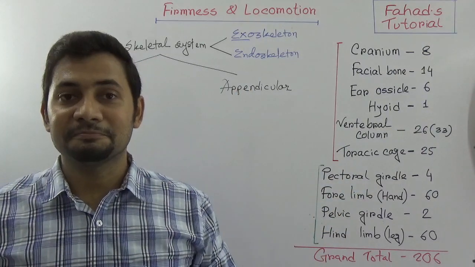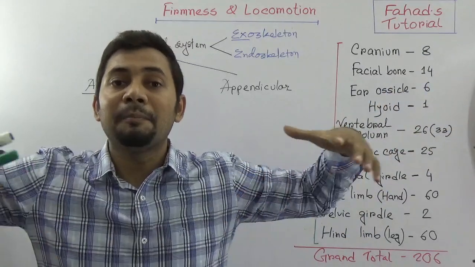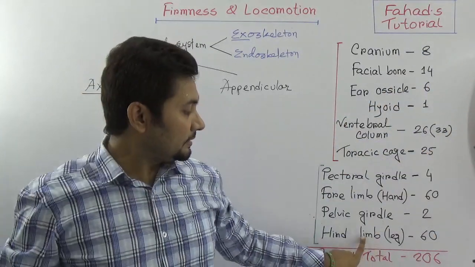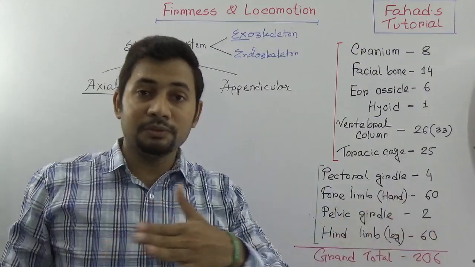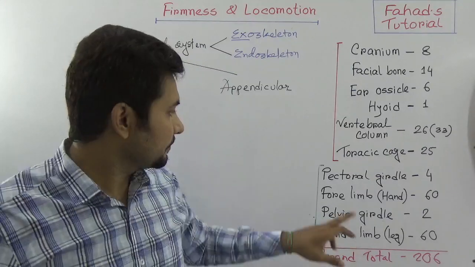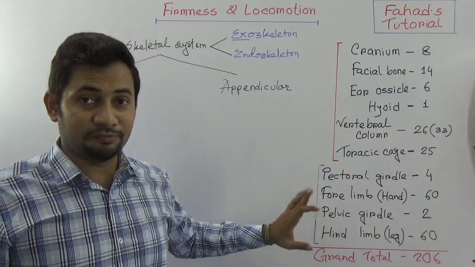forelimb and hind limb. This is called limb because it's situated upper side, that is called upper limb, hand, and the hind limb is called legs. 2 legs, 30, 30, 60. We have pectoral girdle and pelvic girdle, 2 different things.